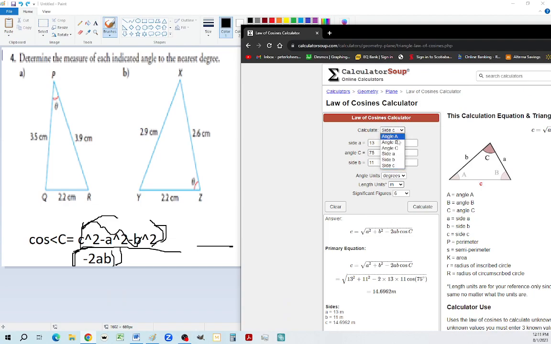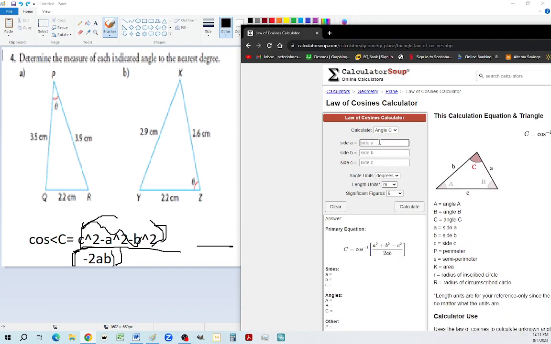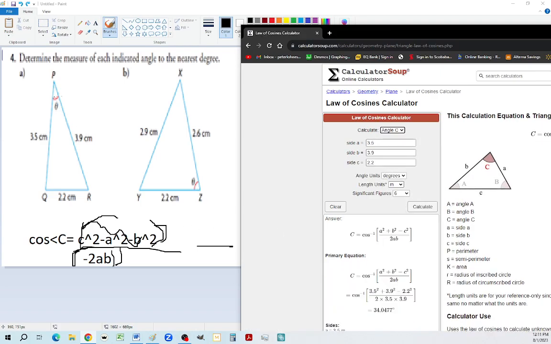I'm looking for angle C. So I have the sides of the first one. I have 3.5, 3.9, and 2.2, I think it says. Hit calculate. Which C am I looking for? I have to make sure I made my side C 2.2 because that's over here, and I did. So that means that angle is 34.0 because we're rounding to one decimal place. So 30, and there's a 4 after, so it's just 34.0.